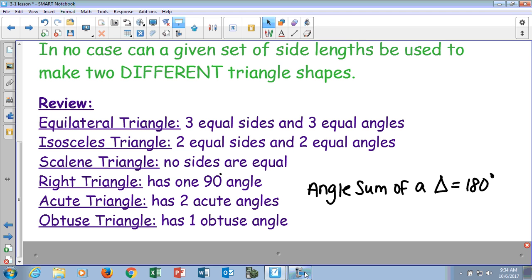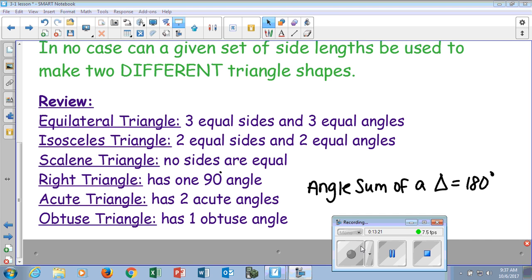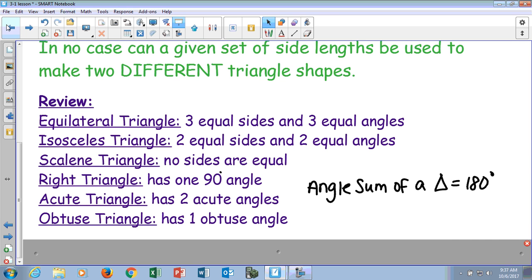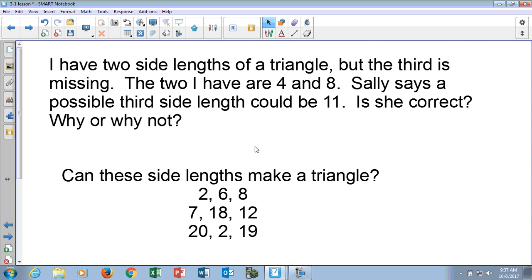All right, again, we're going to pause so you guys can get this down, what you've learned here. So here's a little scenario for you. You don't have to write this down. Okay? It says I have two side lengths of a triangle, but the third is missing. The two I have are 4 and 8. So Sally says the side length could be 11. Is she correct? Why or why not? What do you think?